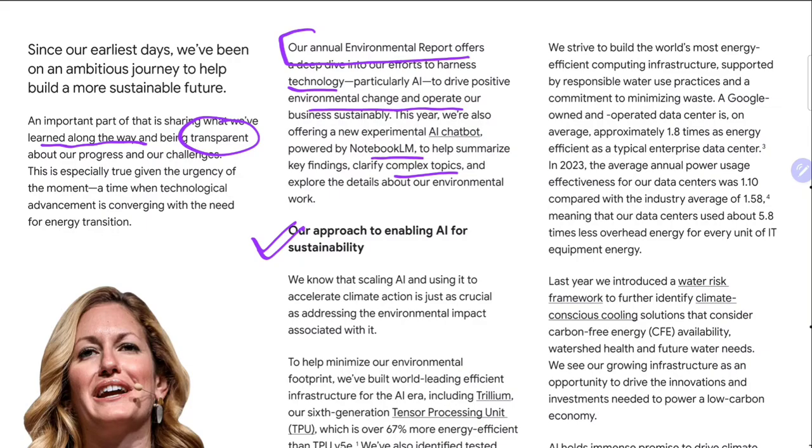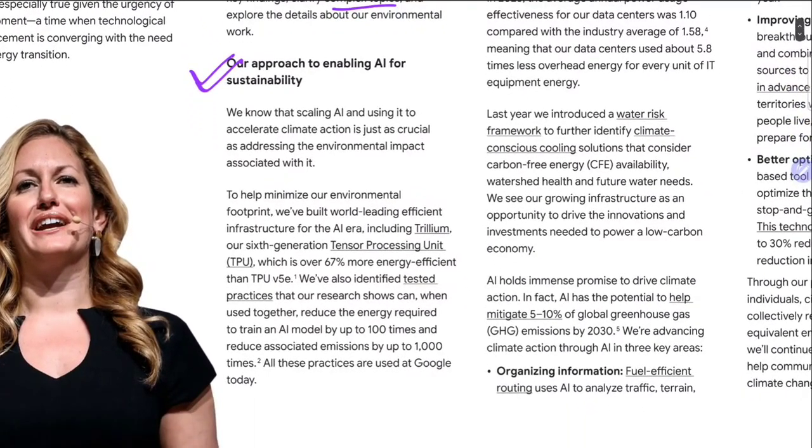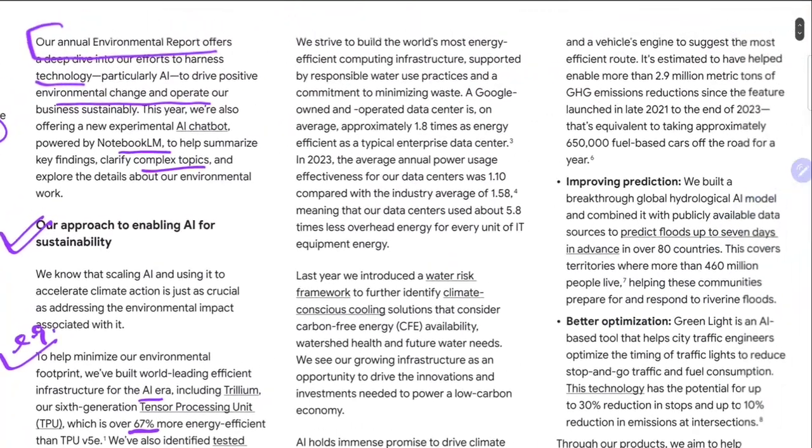Then what is the approach to enabling AI for sustainability? There are certain efforts highlighted to help. Let's say, for example here, and it's very important for ESG learners: to help minimize our environmental footprint, we have built world-leading efficient infrastructure for the AI era, including Trillium, our 6th generation tensor processing unit, which is over 67% more energy efficient. So there are certain details available for this initiative.